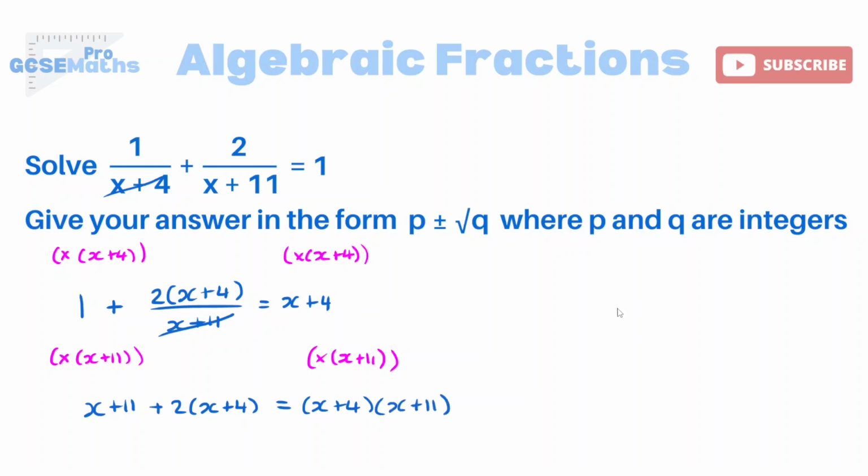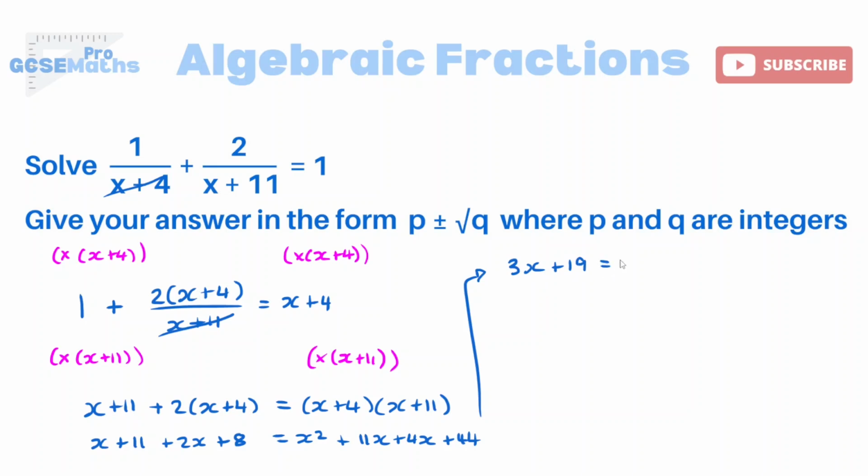Now I've got rid of my fractions, I'm just going to expand everything. So x plus 11 plus 2x plus 8 equals x squared plus 11x plus 4x plus 44. Now we're going to come over here, collect all the like terms. So 3x plus 19 is x squared plus 15x plus 44.